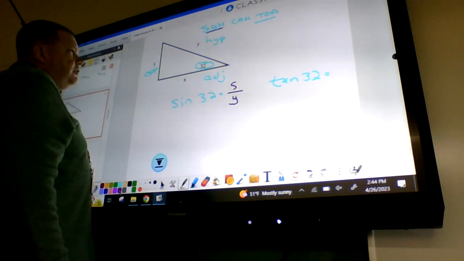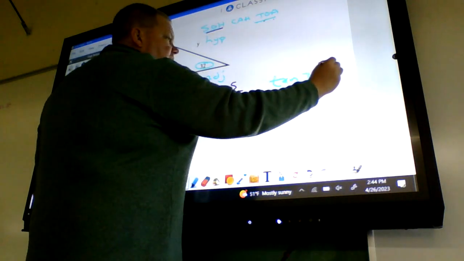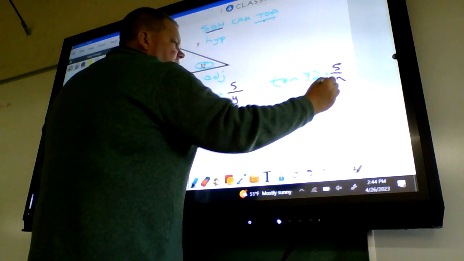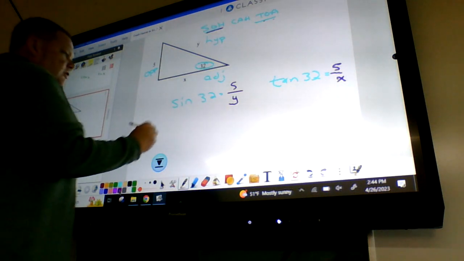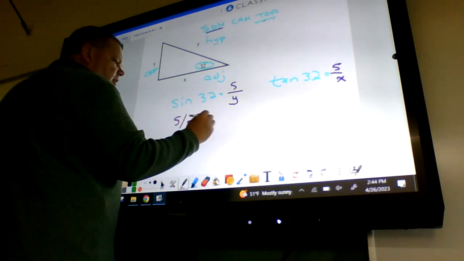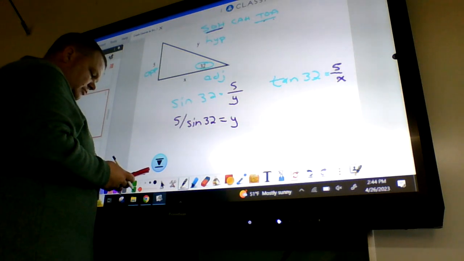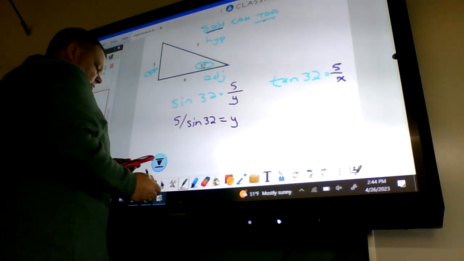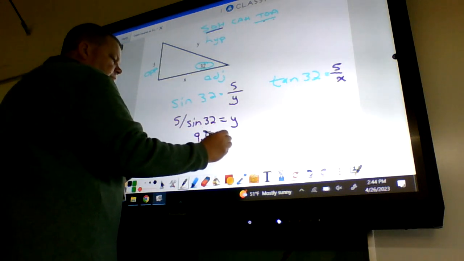And then for the tangent of 32, tangent's opposite over adjacent. My opposite's 5. My adjacent is x. This time both of our numbers are on top. And that means that we're going to divide by the trig ratio. So I'm going to take 5 divided by the sine of 32 on my calculator, and that will give me my value for y. Okay, that's going to give me 9.44.